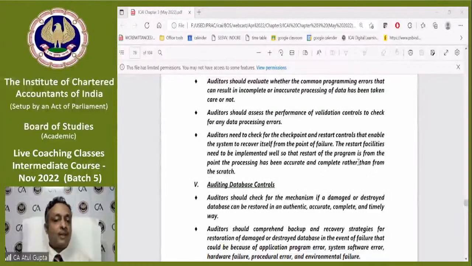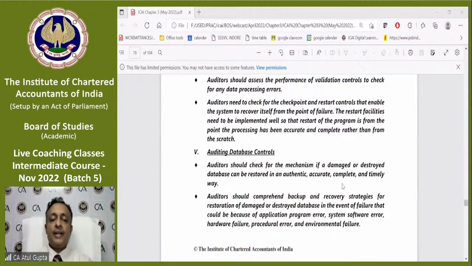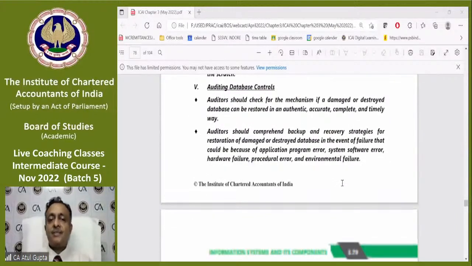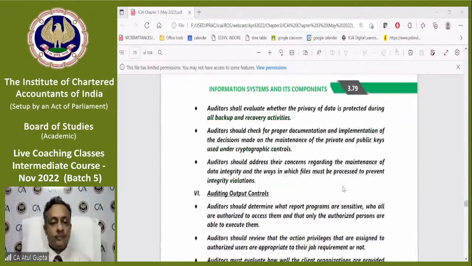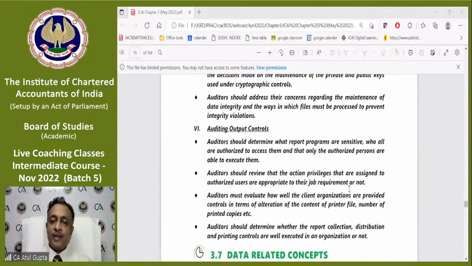Database control. Database becomes a very secured resource. So whether it is properly secured, access control is there, proper backup recovery strategies are there for the database. Last, and one of the most important, is output controls. Proper tracking of output, sensitive output, right person gets the right output. So that is auditing application controls.